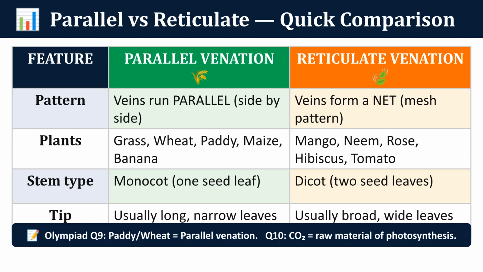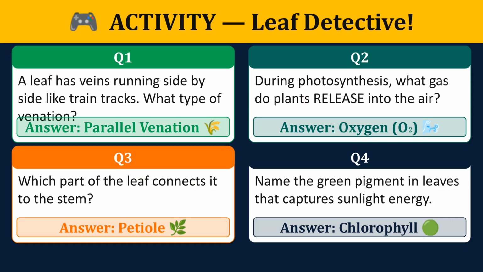Let's revise everything quickly. Parallel venation means veins run side by side. Examples include grass, wheat, rice, maize, and banana. Reticulate venation means veins form a network. Examples include mango, neem, rose, hibiscus, and tomato. For Olympiad students, remember this easy trick. Grass equals parallel, mango equals reticulate. And don't forget, during photosynthesis, carbon dioxide is a raw material. Can you say together? Carbon dioxide goes in, oxygen comes out. Excellent. Time for a fun classroom game.